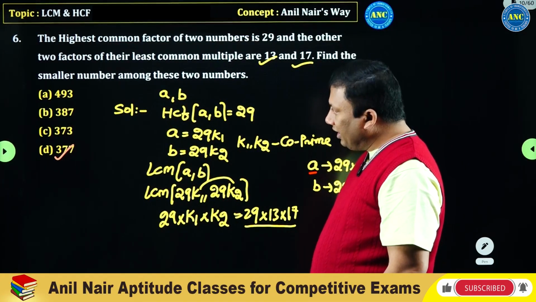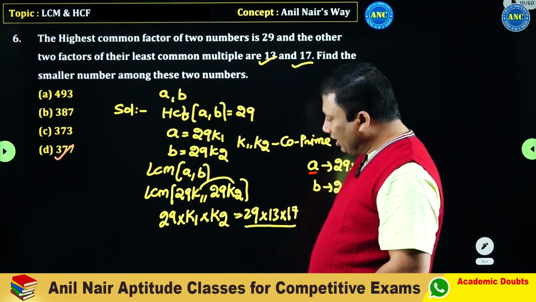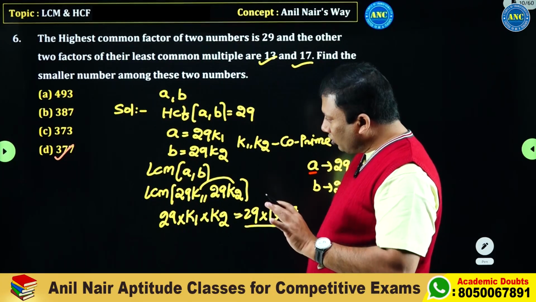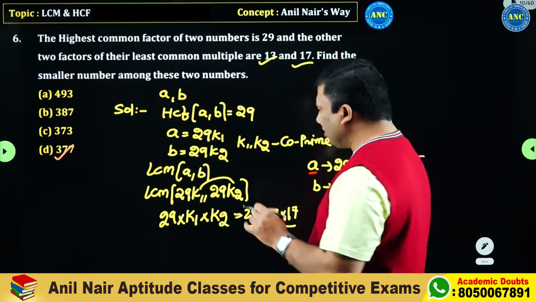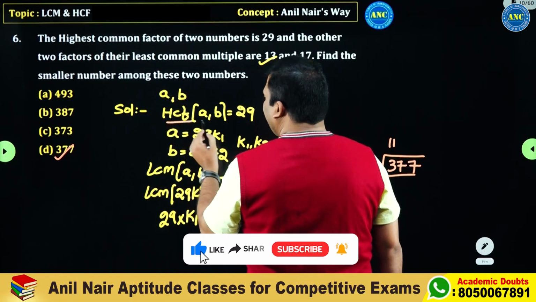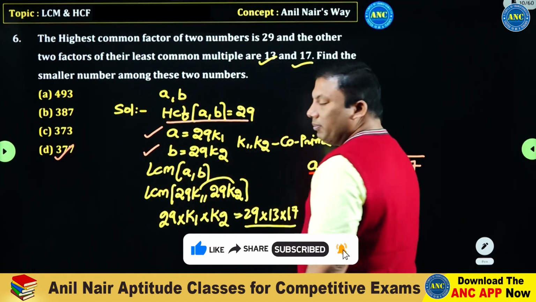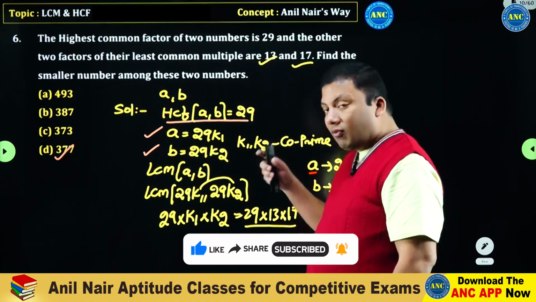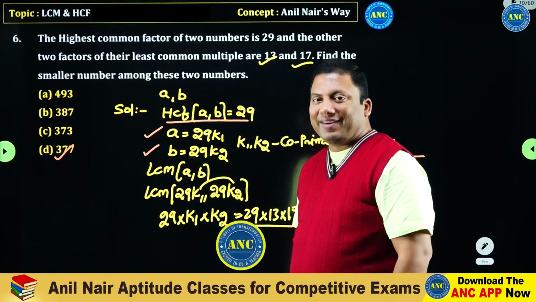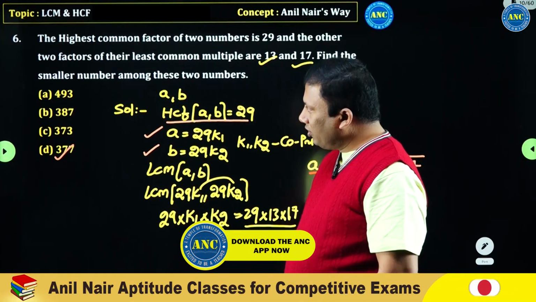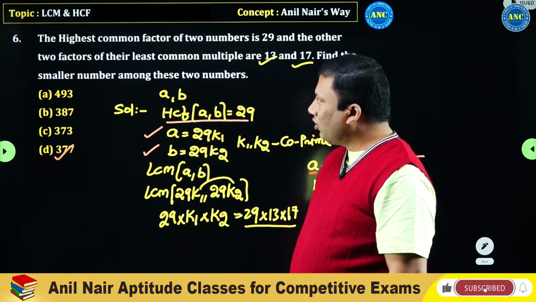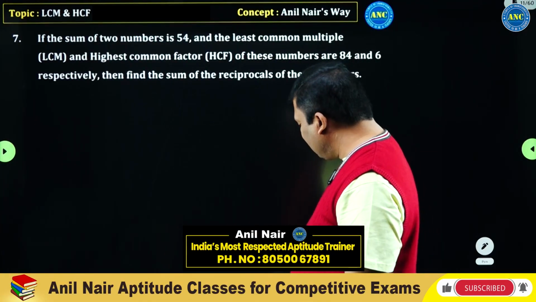I hope the idea is very much clear to you. I'm sure the concept is clear. Only thing you should know is that HCF of two numbers is 29, A will be 29 K1, B will be 29 K2. What are K1 and K2? K1 and K2 are co-primes to each other. Sixth question, I hope the idea is clear. Now seventh one.